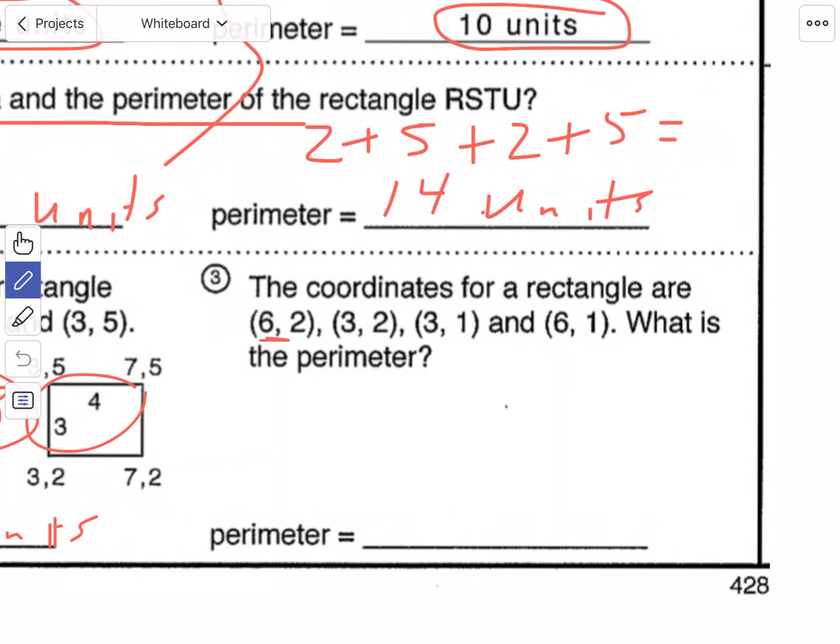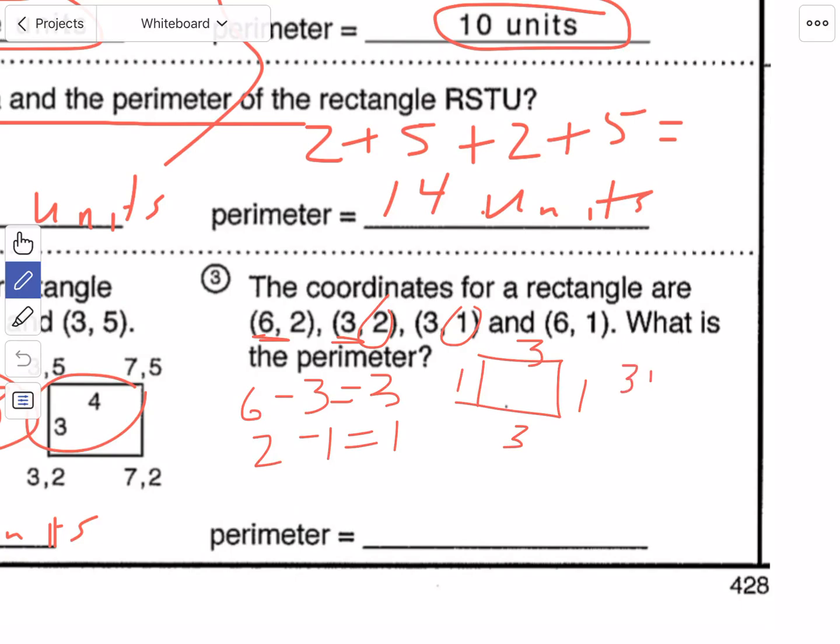So on this first one, we have 6 and 3 being different. 6 minus 3 is equal to 3. And then we have 2 and 1 different on the y. 2 minus 1 is equal to 1. Perimeter is found by adding all four sides. So if you have a rectangle that's 3 on this side and 1 on that side, you got another 3 here and another 1 there.